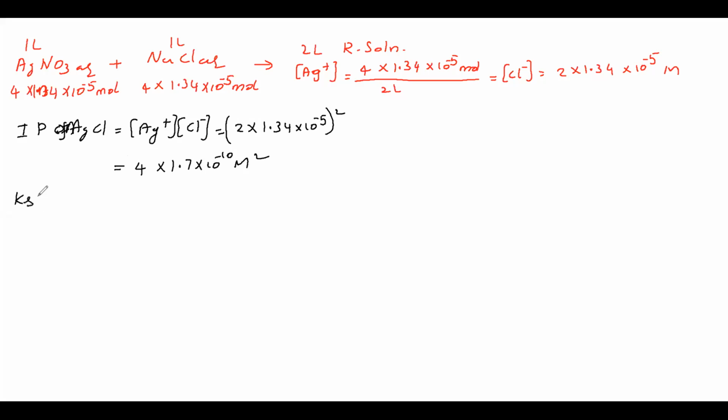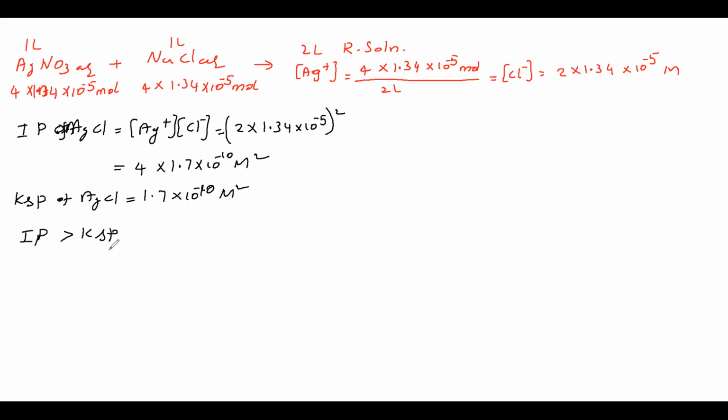Now we will take the solubility product of AgCl. Solubility product of AgCl is equal to 1.7 into 10 to the power of minus 10 molar square. Now in this case, ionic product is greater than solubility product. So the resultant solution is not a saturated solution. We got ionic product greater than solubility product, that means the resultant solution is not saturated.